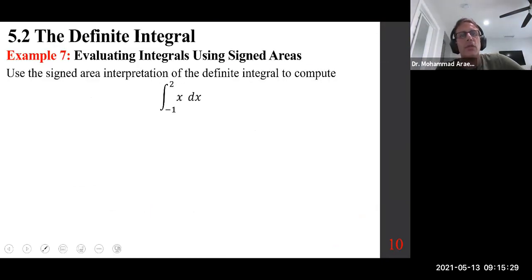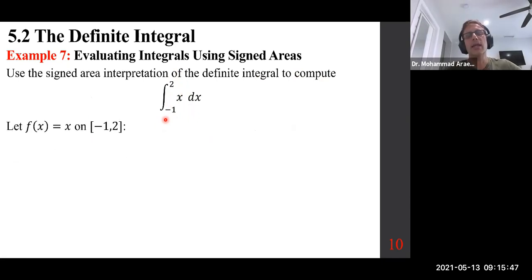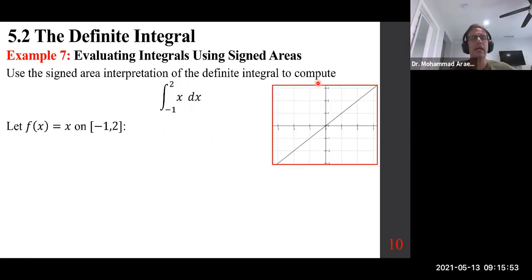Now we're going to use the signed areas, the net theorem, if you will, to come up with the answer. First, notice the function of interest. This is using the areas. The function of interest, y or f of x, is x, and we are evaluating it from -1 to 2. And that is a simple graph. y equals x, remember, the line that goes through the origin.